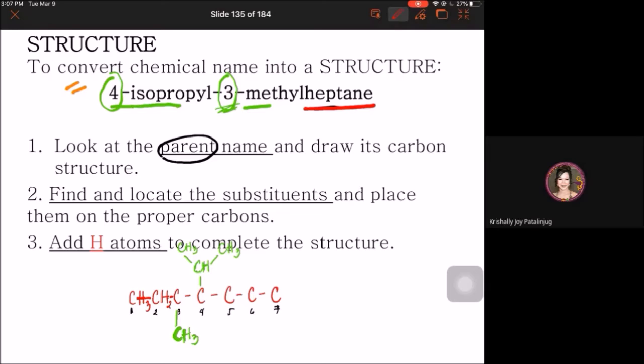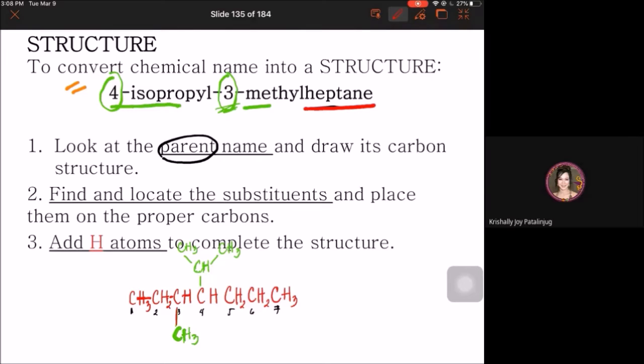Okay? What about carbon 3? Tell me, ilan yung hydrogen that I need to place here? Anyone? One lang, ma'am. Okay, very good. CH lang, no? 1 lang. Kasi meron na siyang another branch dito, CH3. The same with carbon 4. 1 lang din. Okay? While carbon 5 is CH2, carbon 6 is CH2, and finally, carbon 7 is CH3. That is how to add hydrogens to complete the structure.